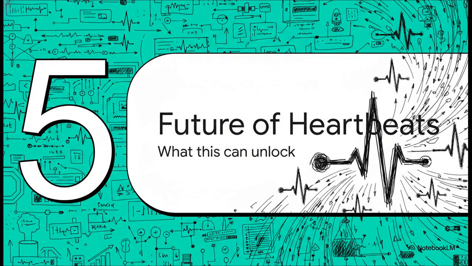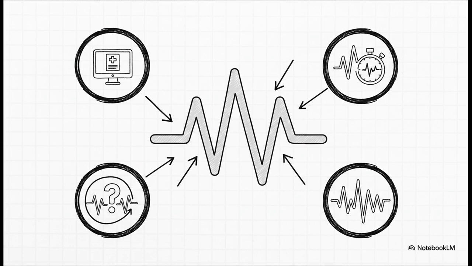So, the future of heartbeats. What can this powerful analysis unlock for us? Look, finding the R wave is really just the first step, but it is without a doubt the most important one. Because once you can reliably find every single heartbeat, you basically unlock a whole new world of powerful analysis. Think about it. With this simple foundation, now you can calculate a super precise heart rate just by measuring the time between those R waves.